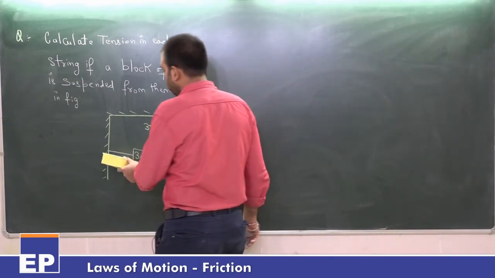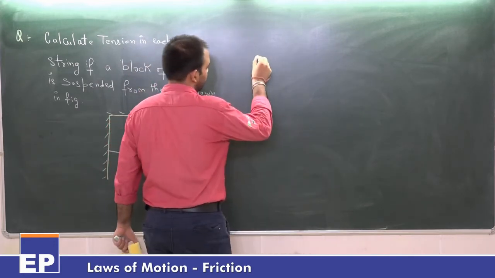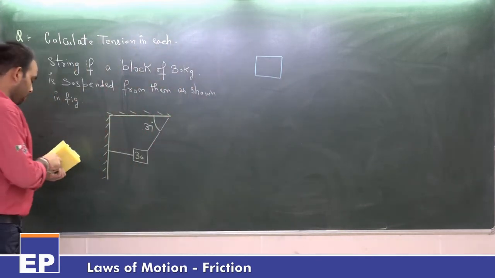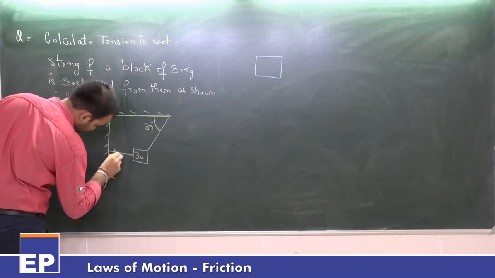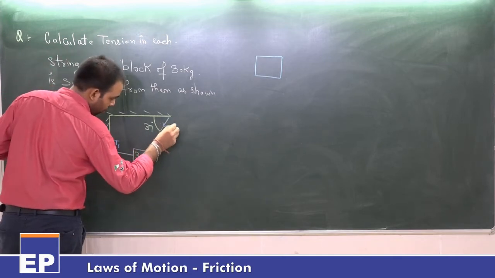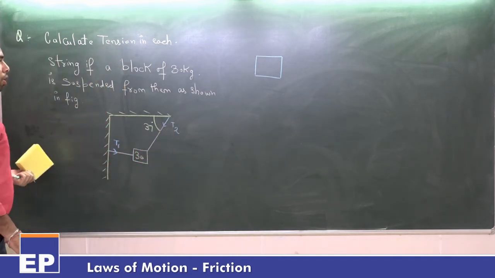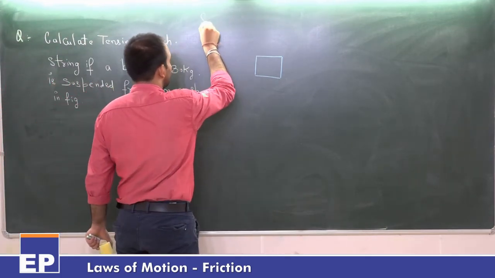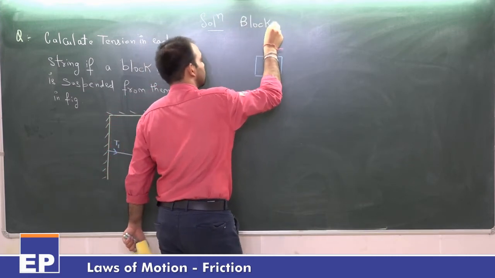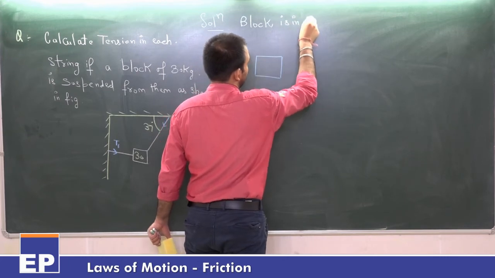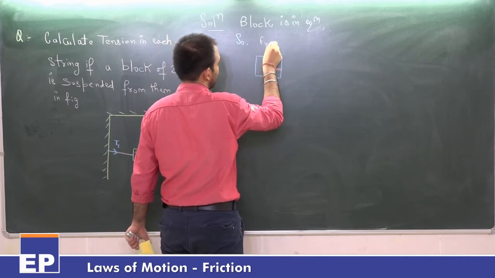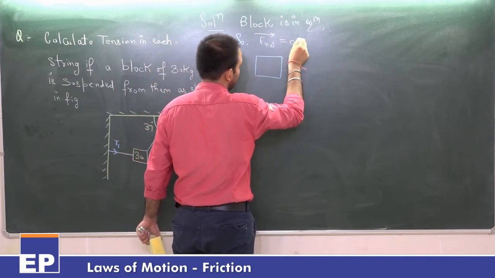देखो, again there are two strings in it. If we make the free body diagram of it, let's suppose the tension in this string is T1. And in this string the tension is T2. Now the block is in equilibrium. So net force is equal to 0.